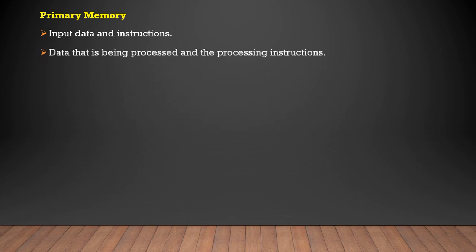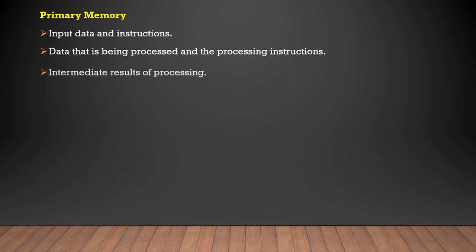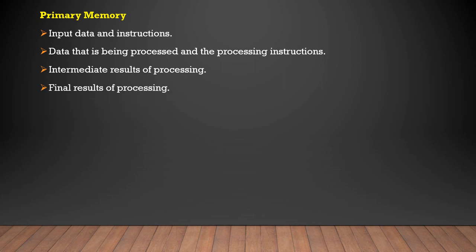Next is the primary memory. All computers have internal memory to store programs and data while the computer is running. So, the primary storage area does the following operations. It holds input data and instructions. It holds data that is being processed and the processing instructions. It holds intermediate results of processing. It holds final results of processing. The main memory of a computer is made up of 2 parts. First is the random access memory, that is RAM. And the next is the read-only memory, that is ROM.